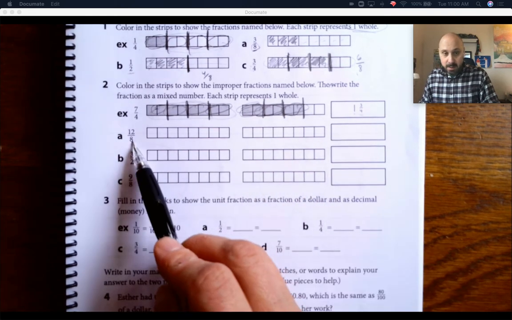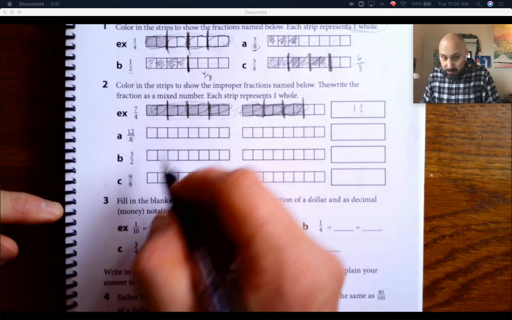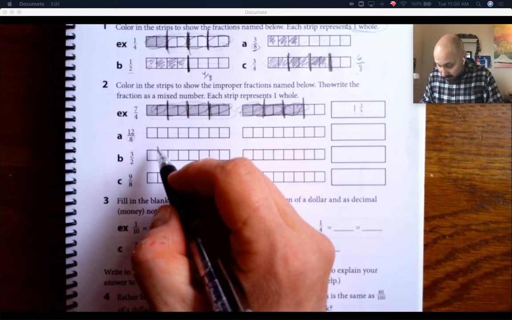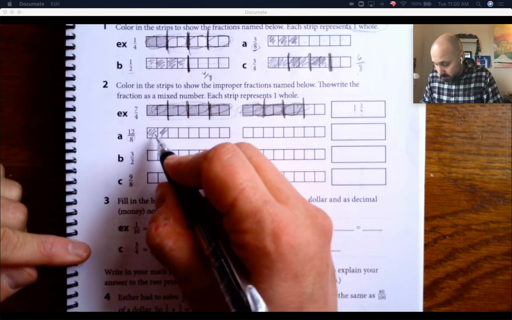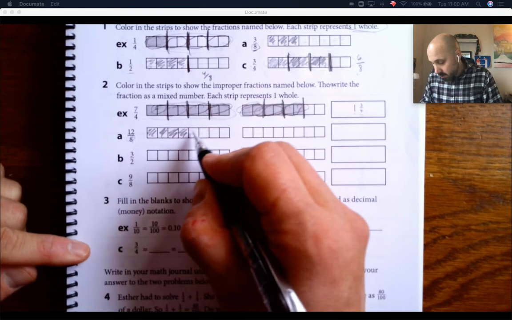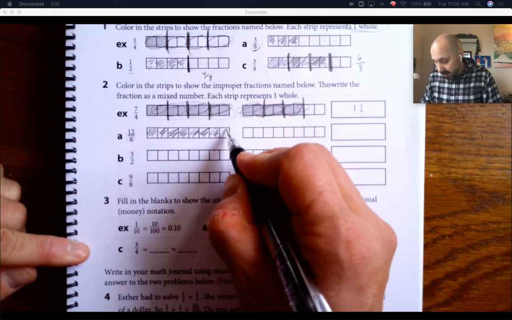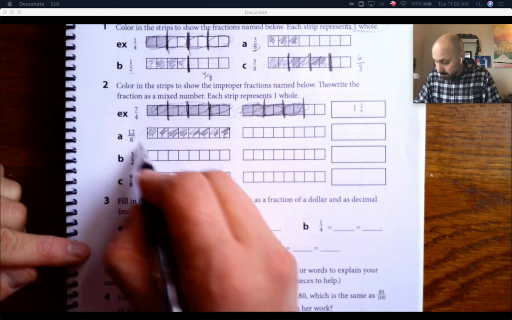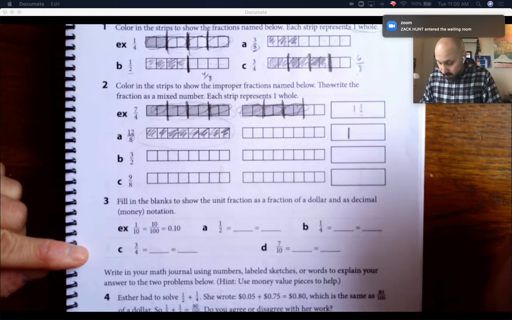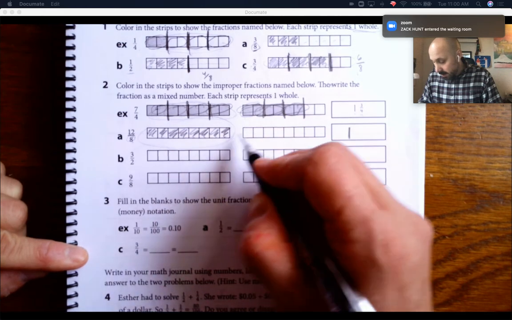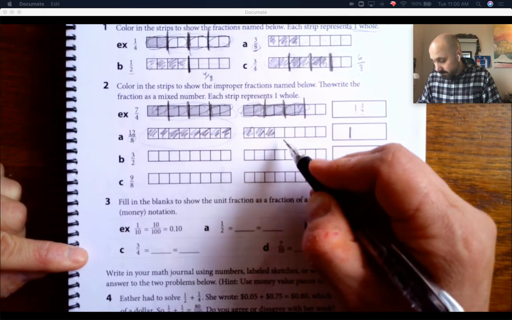So let's do 12/8. Ooh, nice. 8 is our denominator. So really, I just have to count 12 little squares. Because they're already split into 8s, 1, 2, 3, 4, 5, 6, 7, 8. So I have 1 whole strip. I'm going to go ahead and write that down over here. Now I need to shade in. I'm at 8, so now I'm at 9, 10, 11, 12.